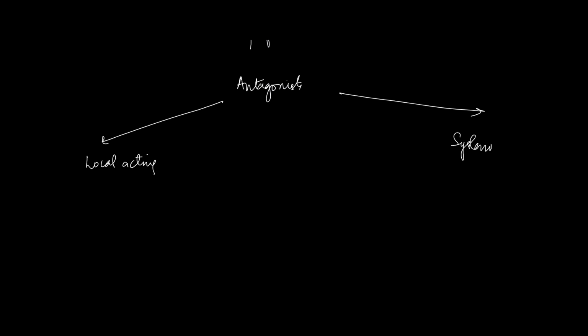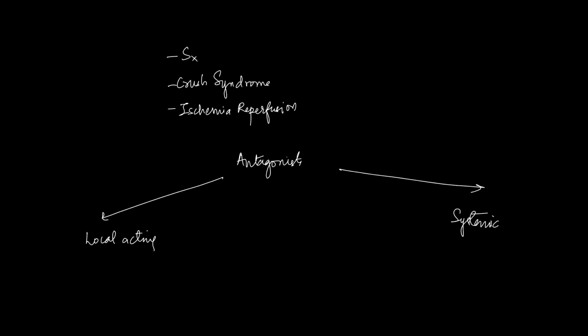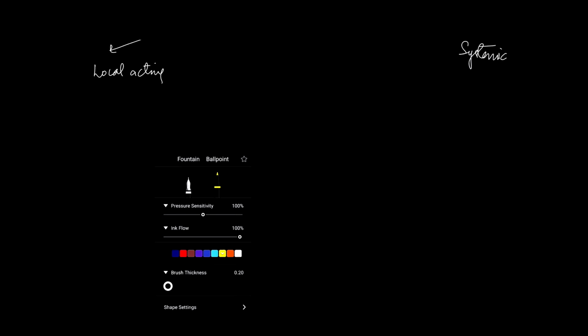So since we have the agonists to this metabolic response, we also need to have certain antagonists so that this process does not go on forever and it is brought in check. We have two sets of antagonists. One are the local acting and the other are the systemic ones. So the local mediators are known as your specialized pro-resolving mediators.